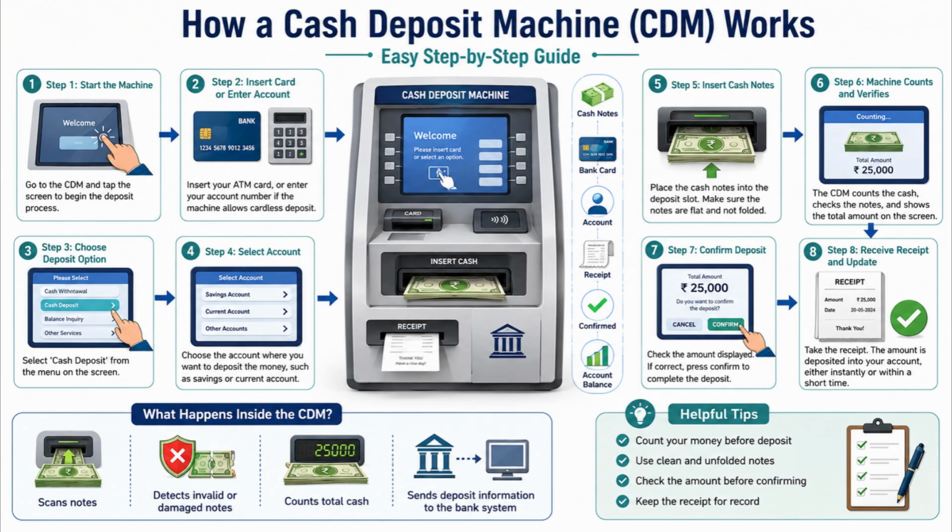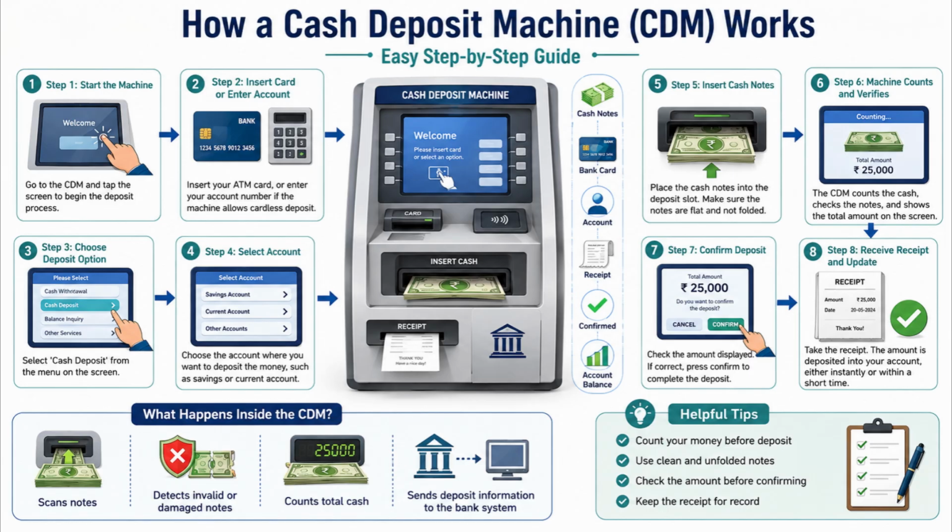Then, the customer chooses the account where the funds will be deposited. Depending on the bank, this may be a savings account, current account, or another eligible account linked to the customer. Once the account is selected, the customer places the cash notes into the deposit slot. At this stage, it is important that the notes are clean, flat, and unfolded so that the machine can process them accurately. Subsequently, the cash deposit machine automatically scans, counts, and verifies each note.